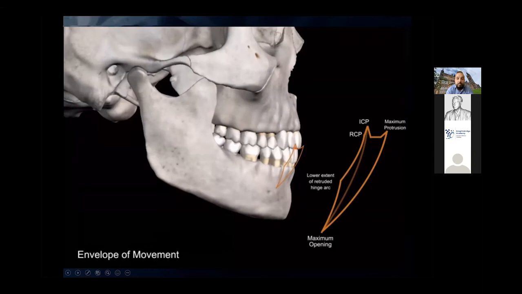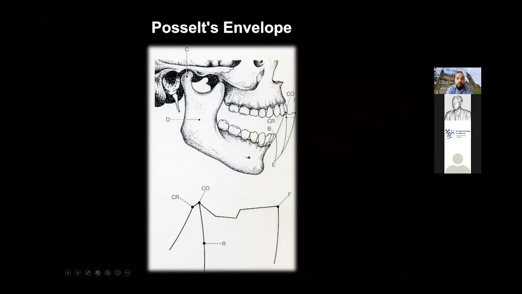Let's see. Guys, there is something called the envelope of movement. The jaw has different points between centric relation, which is the jaw relationship, and centric occlusion or ICP, intercuspal position, which is the teeth relationship. We can push the jaw forward, we can open maximally. So the jaw has the shape of an envelope, which we call the Posselt envelope, and everybody knows about that.